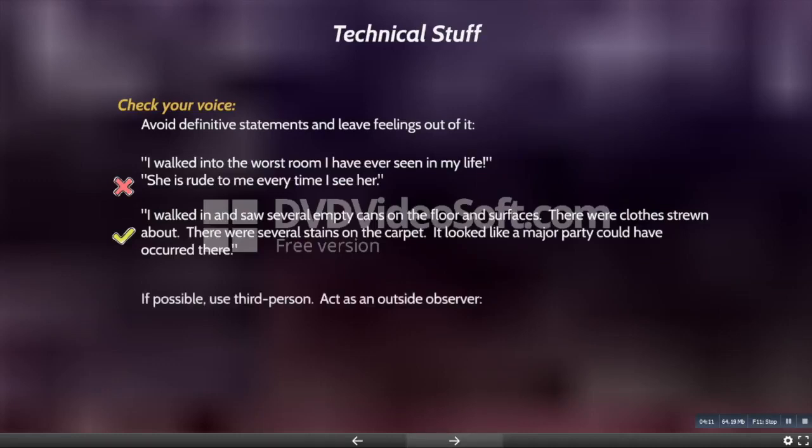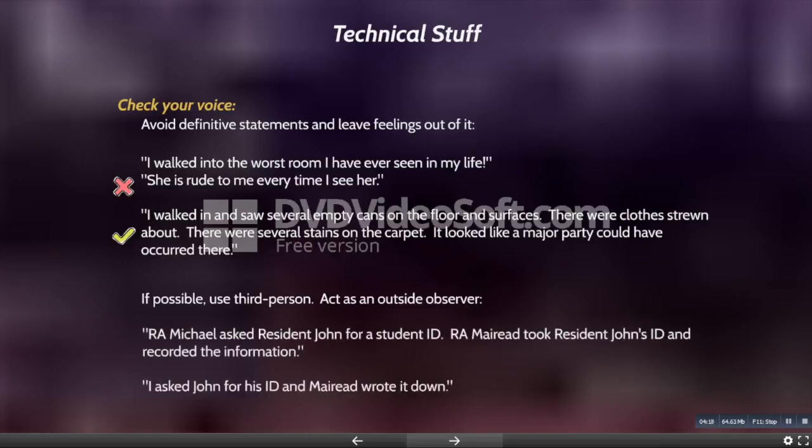You want to make sure to use third person whenever possible. Act as an outside observer to the situation. So instead of saying, "I asked John for his ID," you might say something like, "R.A. Michael asked resident John for a student ID."